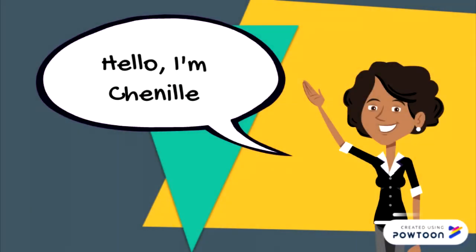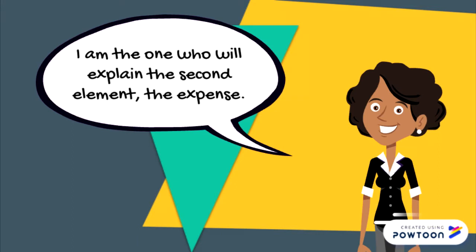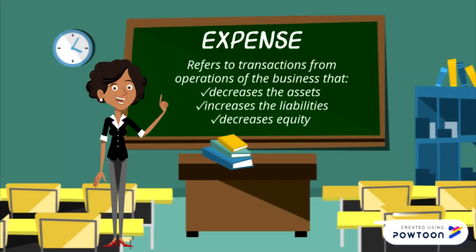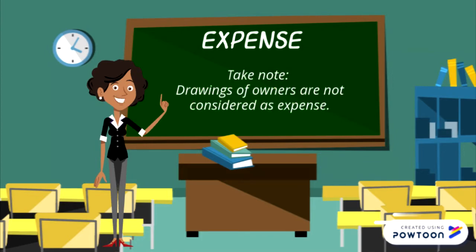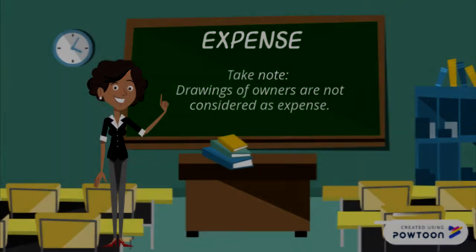Hello, I'm Chanel. I am the one who will explain the second element, the expense. Expense refers to transactions from operations of the business that decreases the assets, increases the liabilities, and decreases equity. It has a normal balance of debit. Take note, drawings of owners are not considered as expense.